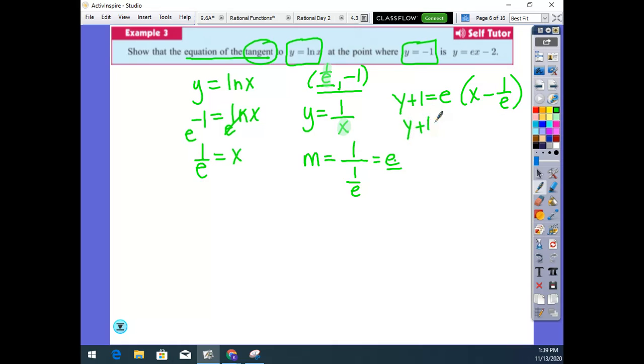Y minus my y coordinate makes that plus 1 equals my slope times x minus my x coordinate. Distribute e. E times 1 over e is just 1, so minus 1. Subtract 1 from both sides. Whenever it says show that, that needs to be your last step.